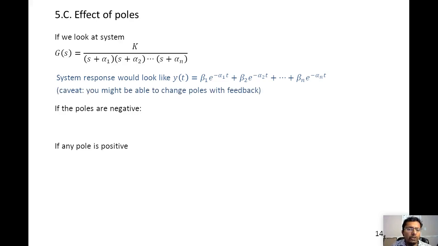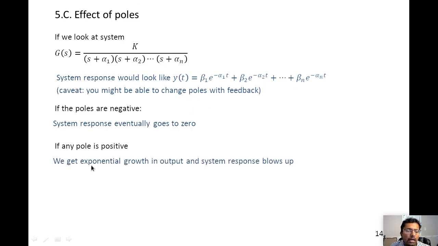Just a quick caveat: you could potentially change the locations of the poles with feedback, but for now we're going to ignore the effect of feedback and see what happens. If all the poles are negative, the system response eventually goes to 0. If any one of these is positive, the system response blows up. So you can say if all the poles are negative, the system is stable. If one of them is positive, then the system response goes to infinity, or the system blows up. So the positiveness of a pole indicates system instability.